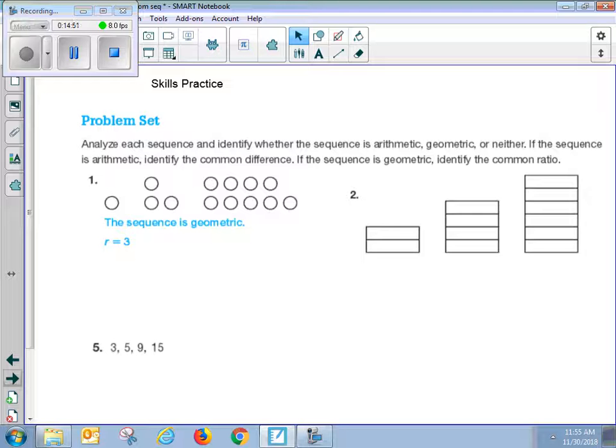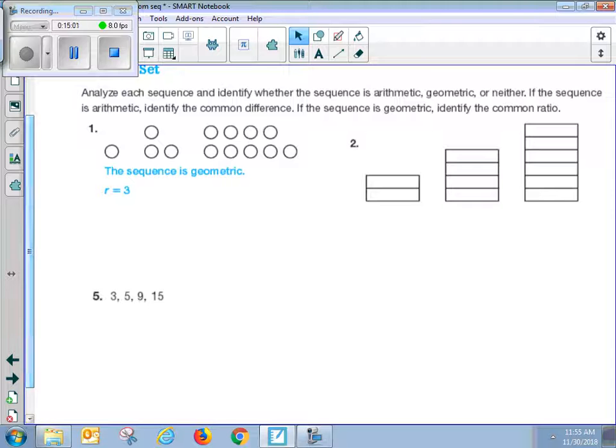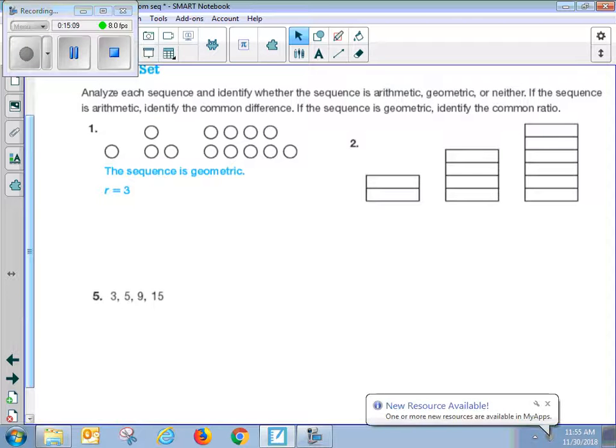Okay. Look at the next pattern, number 2. It's arithmetic because you're adding 2. Very good. Ooh, look at this one. 3, 5, 9, 15. Boy, I'm hearing grumbling.